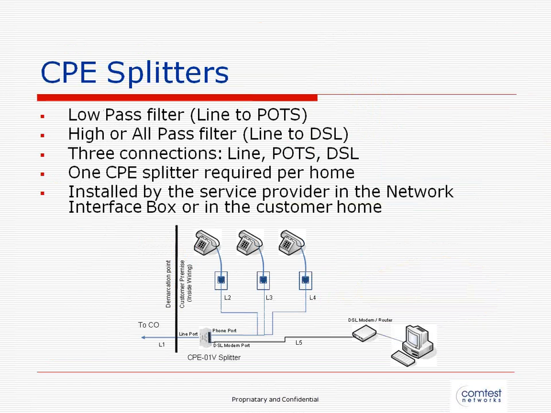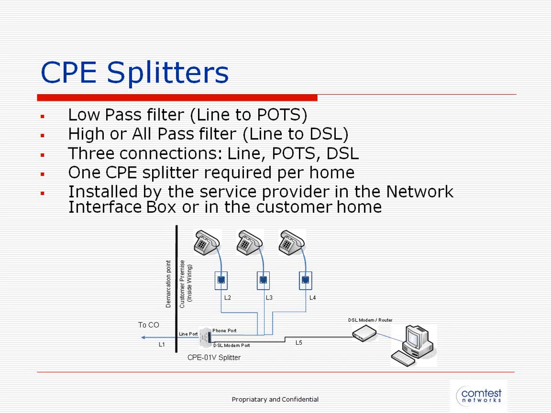Now let's compare this to a CPE splitter. CPE splitters have 3 connections: line, POTS, and DSL. CPE splitters provide low-pass filtering between the line and POTS. They are typically fourth order or higher filters. Depending on the splitter, it may have either a high pass or an all pass filter between the line port and the DSL. There is only one splitter required per home, installed at the demarcation point.